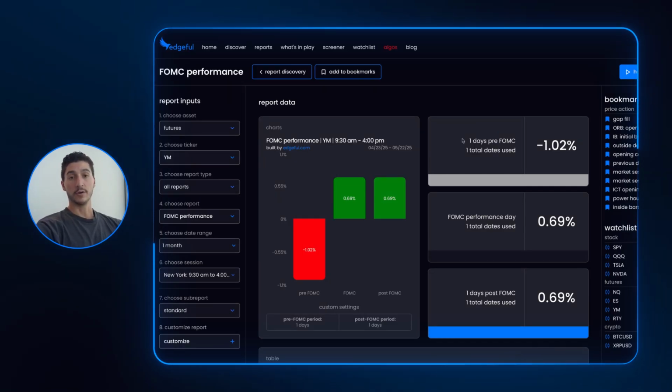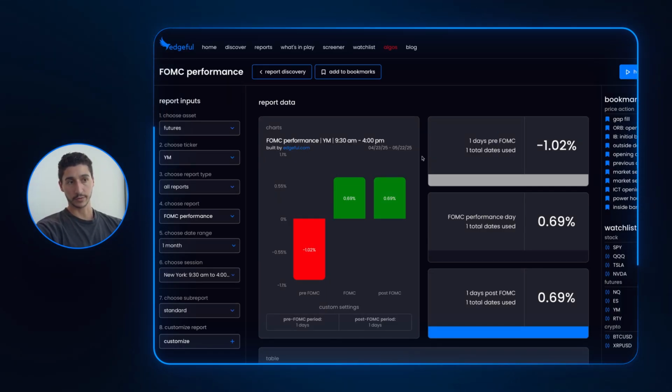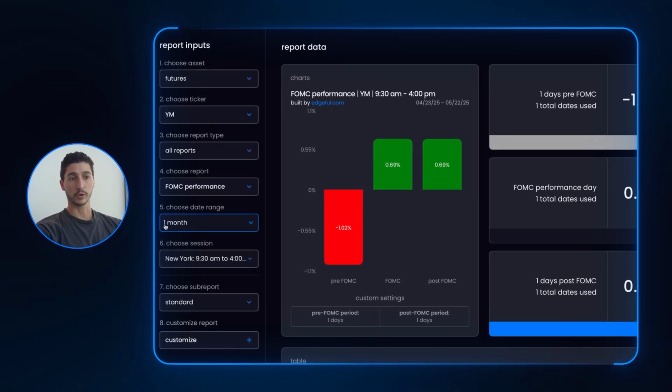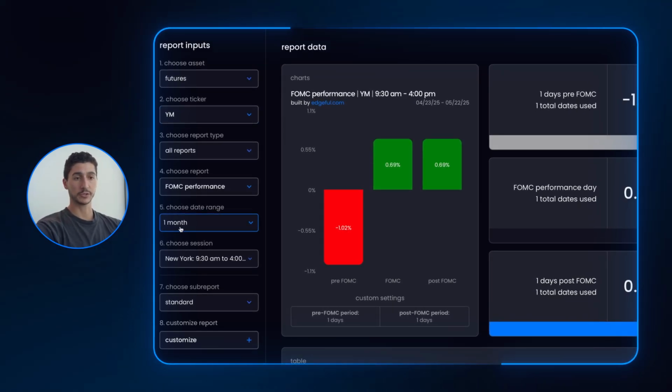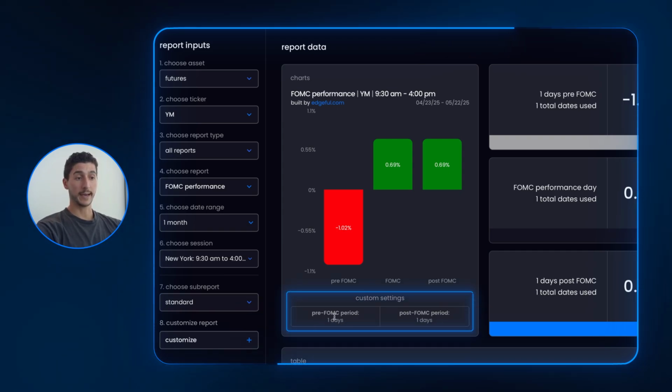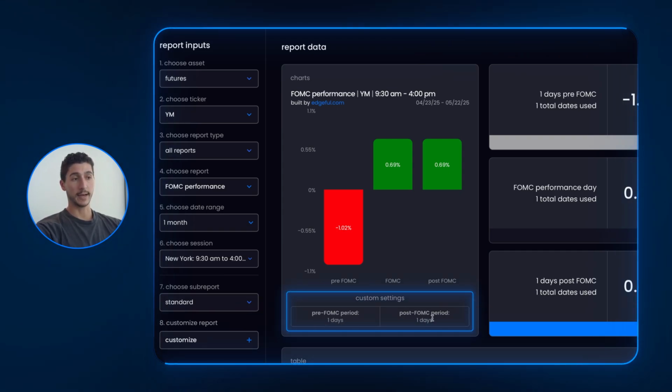Here's everything you need to know about the FOMC performance report. So right now we're looking at YM, we're looking at the last month. I'm doing this on purpose so we can look at just this one individual day. And we're looking specifically at 1 day before and 1 day after FOMC.